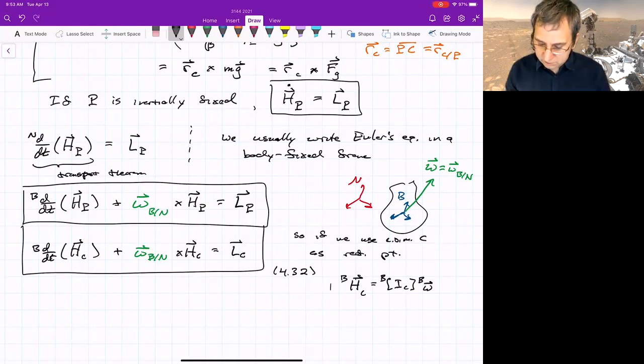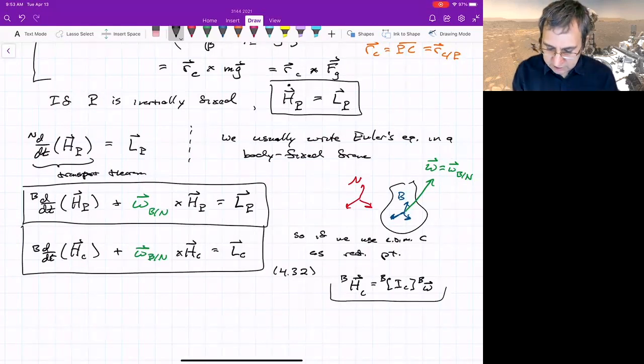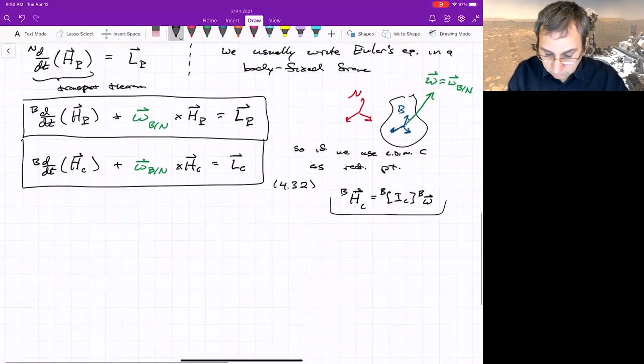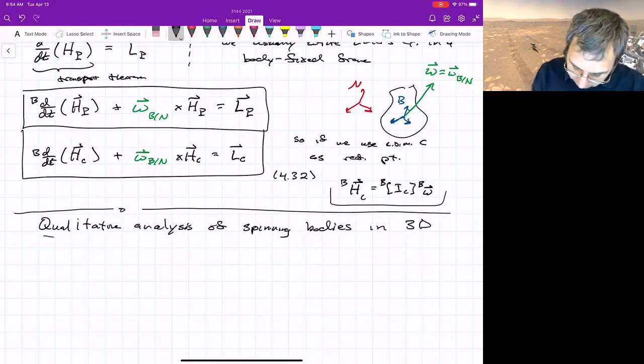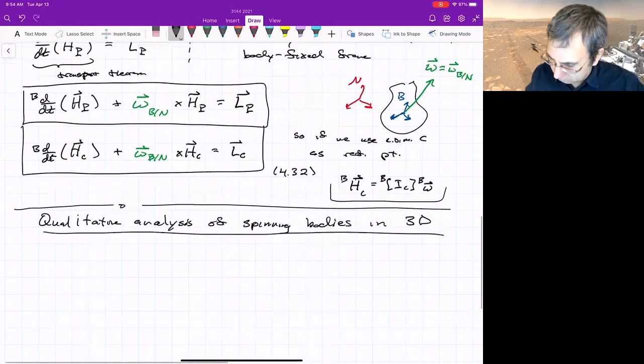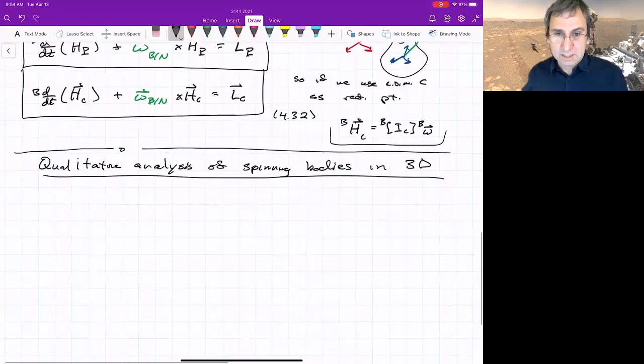So we're going to eventually use this. We're not going to use it quite yet. There's more I want to say at this level to build some intuition. There is this qualitative analysis of spinning bodies that we can do just to get some intuitive feel for things. I think this is helpful. If you haven't seen it or thought about it, then this will provide at least some idea of what's going on.